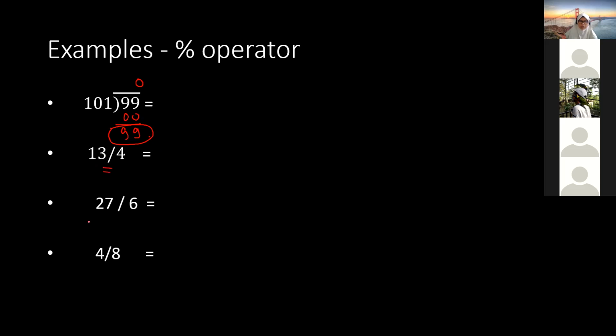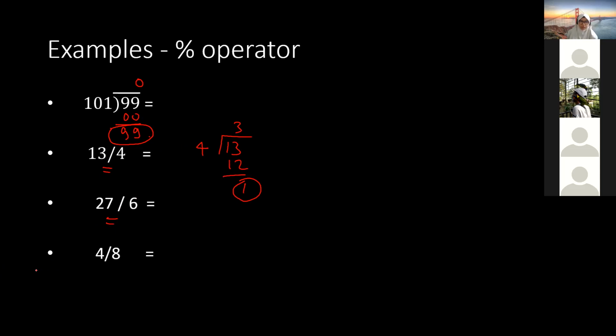And this one, what's the remainder of that one? 13 divided by 4. So that will be 3 and 12 and 1. So the value is this one, 1. Okay, how about this one? 27 divided by 6. 3. 3.